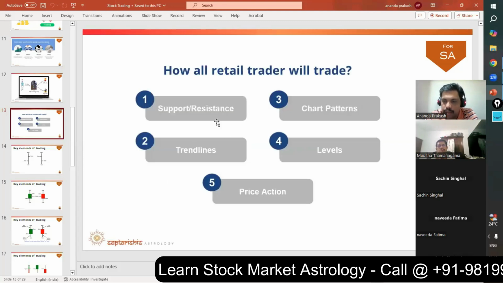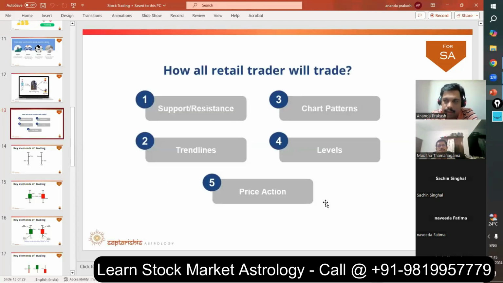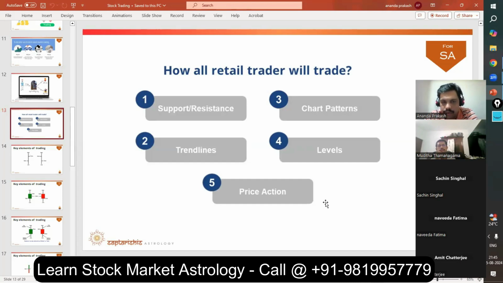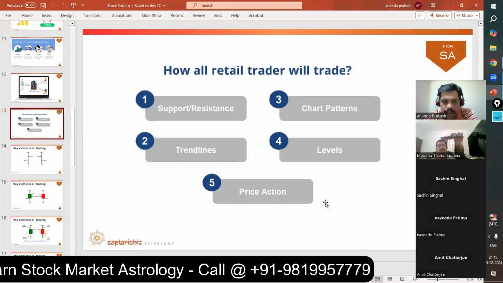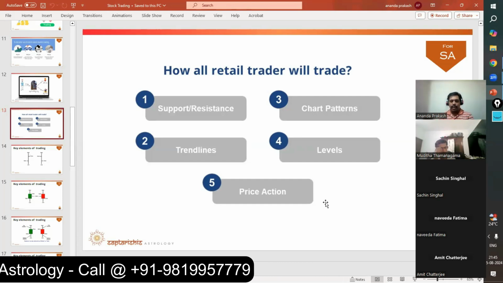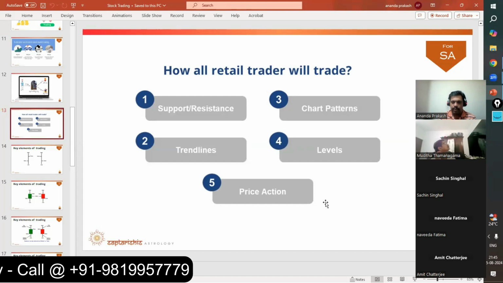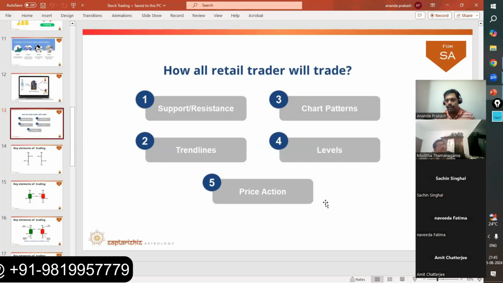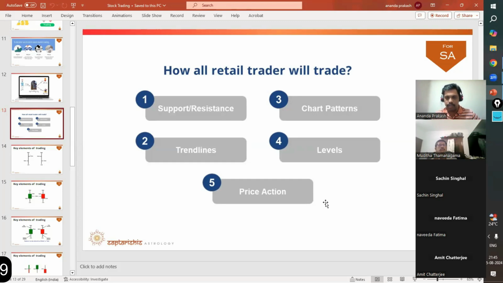Like what is support and resistance. Navida asked me to teach how to find support and resistance, trend lines, chart patterns, levels, price action. I'll come to them one by one. Probably in today's session, I may cover only very, very basic and fundamental aspects of stock market terminology. In coming classes, if you're interested, I'll continue with all these topics.